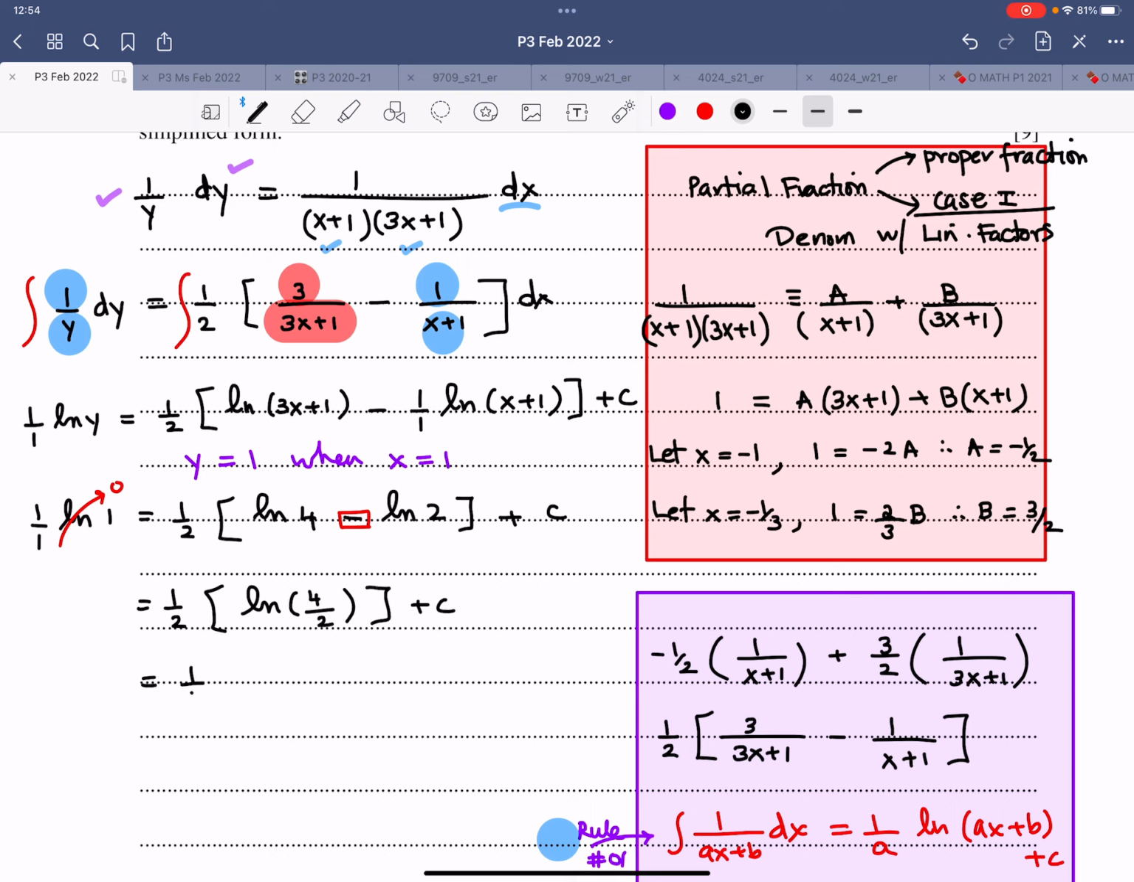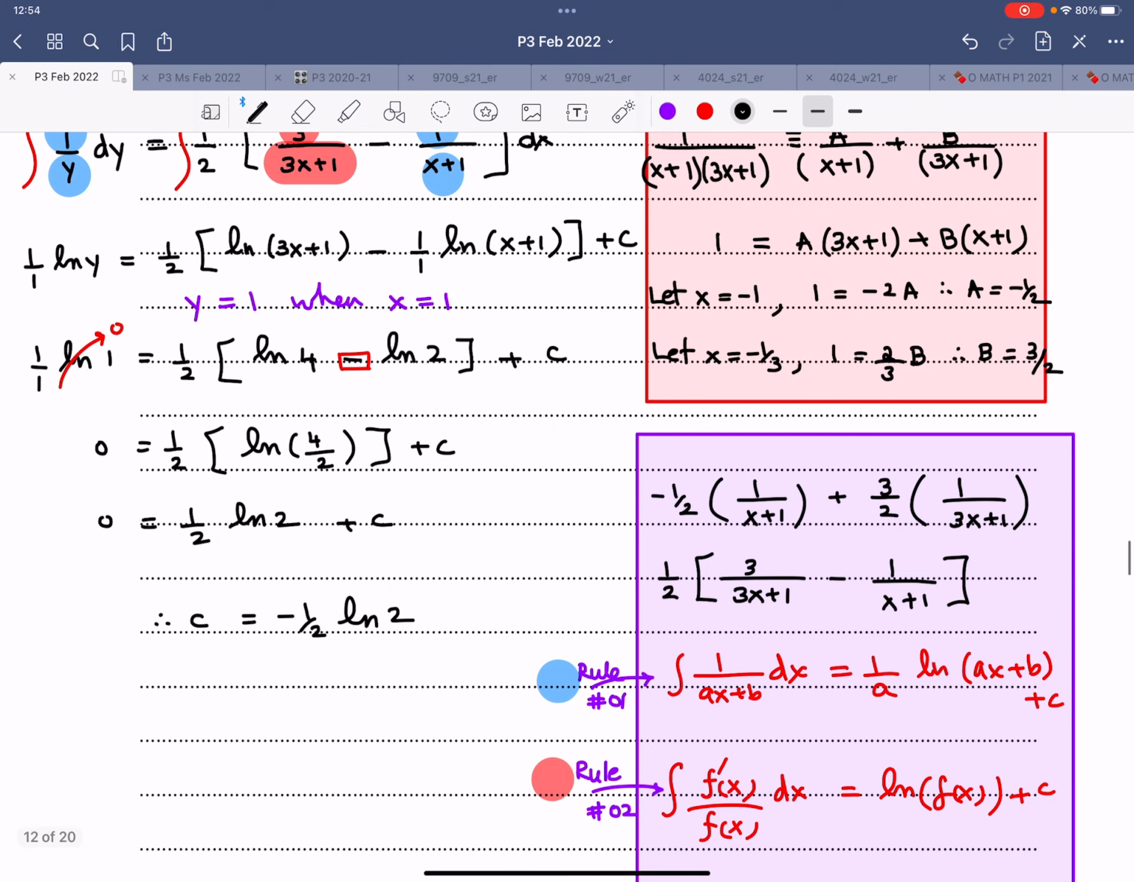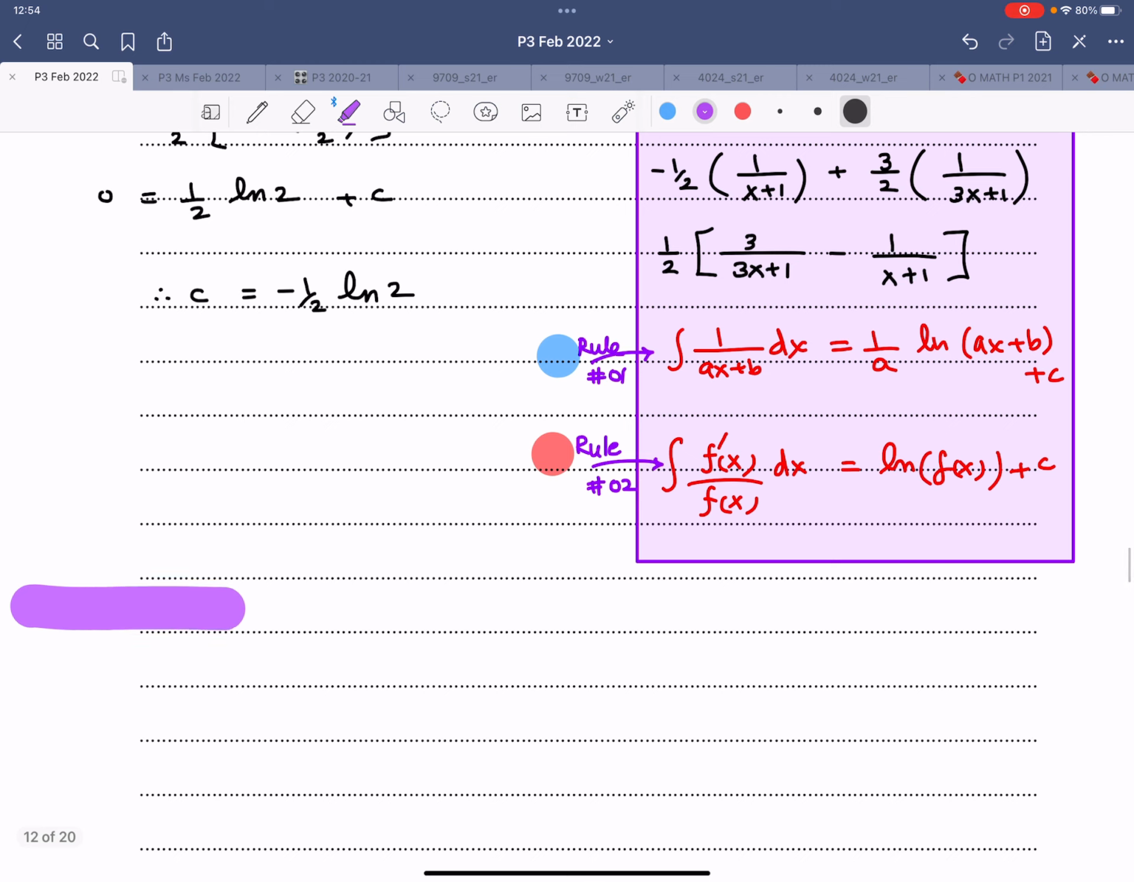This is half ln 2 plus c equals 0. Therefore c comes out to be minus half ln 2. So another half is there. Now this particular step, which is this purple one, let me write it all over again. I'm writing it over here.